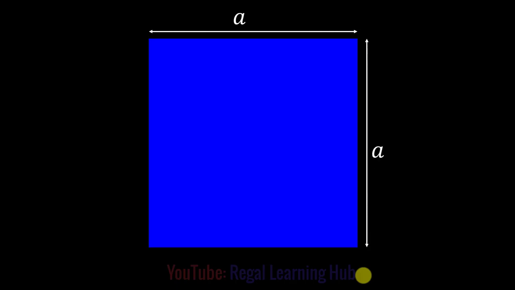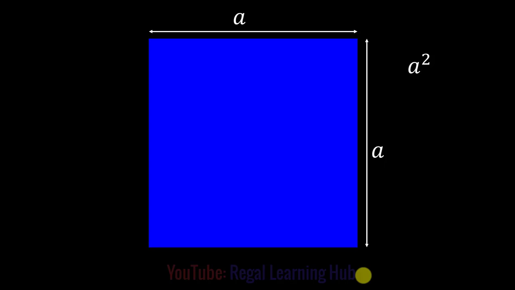Let's look at this particular square on the screen. Let's assume that it has a length A as shown on the screen. This will simply imply that its area is A squared. Remember, the area of a square is length times length, or side times side.